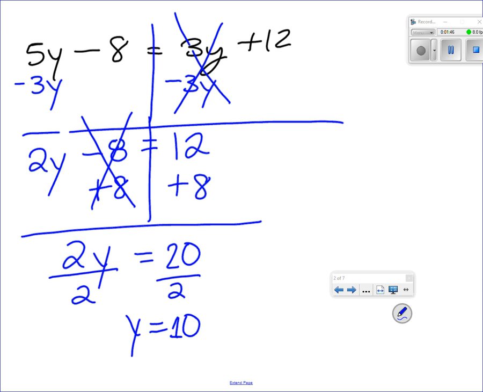Okay. To check my answer, I would put 10 back in. So I would put 10 here, and I would put 10 here. And I would get 50 minus 8, which would give me 42. And I'd get 30 plus 12, which would give me 42. So both sides should equal each other. Okay, let's try another example together.